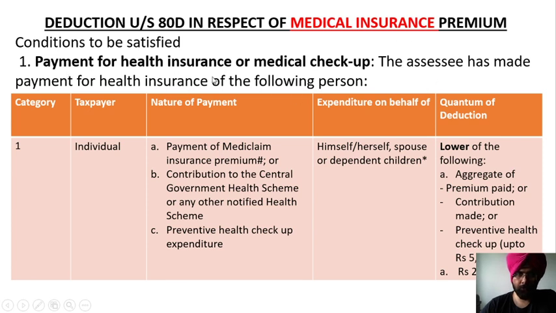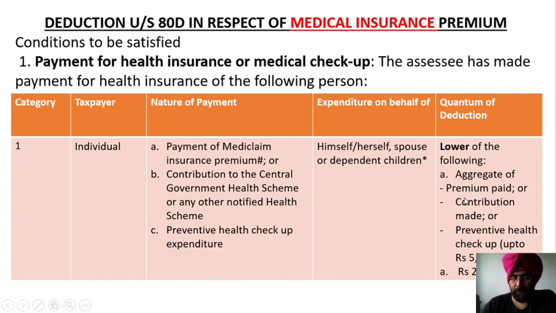First of all, payment for health insurance or medical health checkup is available to the individual. Payment of mediclaim insurance premium or contribution to the Central Government Health Scheme or any other notified health scheme, and preventive health checkup expenditure is available. Expenditure that can be claimed is for himself, herself, spouse or dependent children. The quantum of deduction is the lower of the following: the aggregate of the premium paid or contribution made or preventive health checkup up to rupees 5,000, and 25,000 per annum, whichever is less.